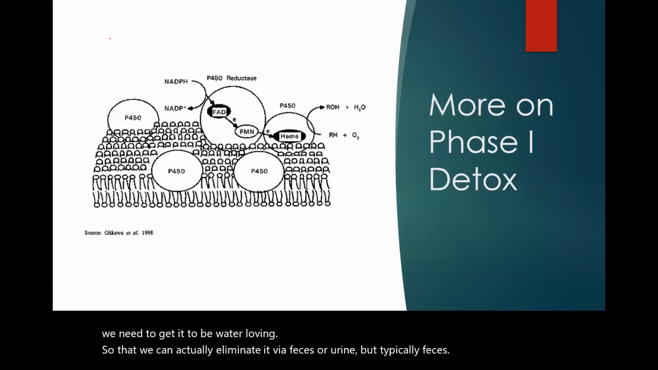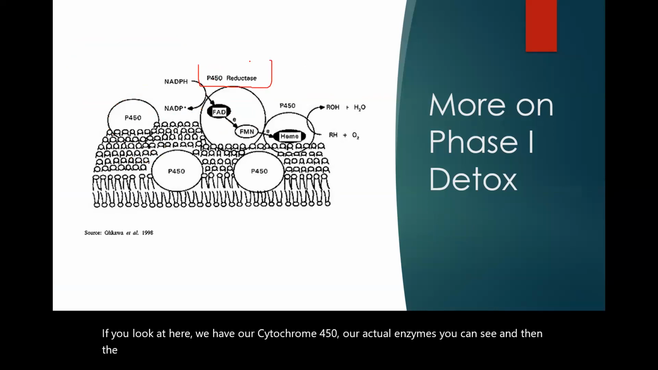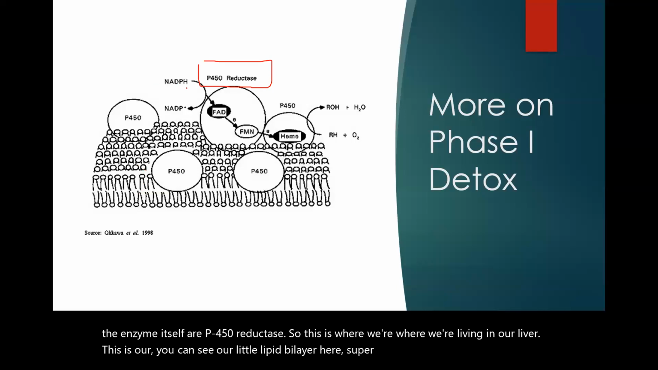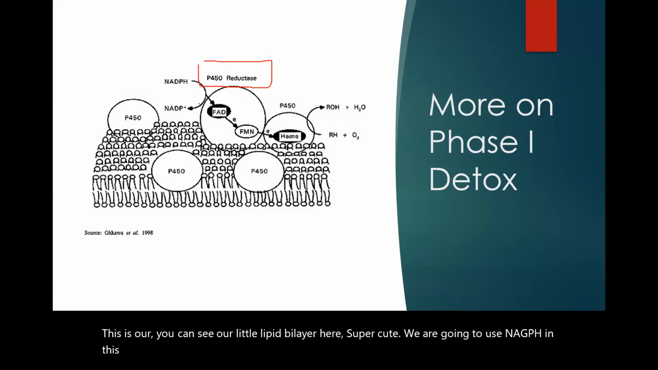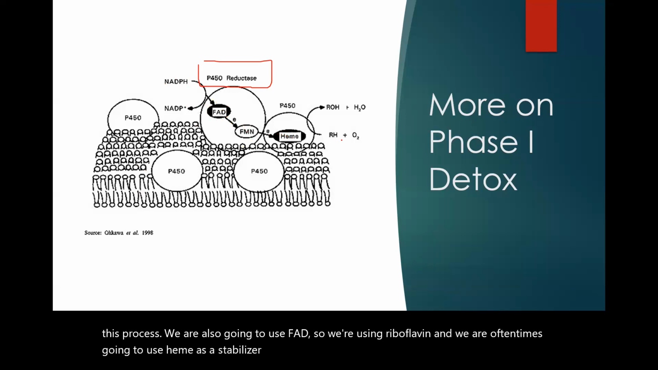If you look here, we have our cytochrome P450, our actual enzymes that you can see. And then the enzyme itself, our P450 reductase. So this is where we're living in our liver. You can see our little lipid bilayer here, super cute. We are going to use NADPH in this process. We are also going to use FAD. So we're using riboflavin. And we are oftentimes going to use heme as a stabilizer, potentially, in this process as well. This is our phase 1.